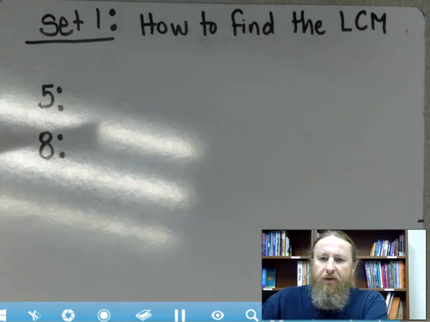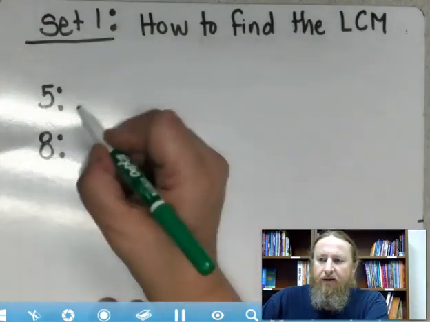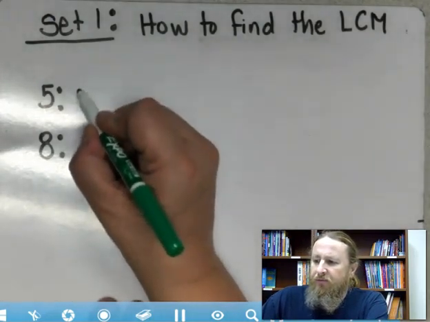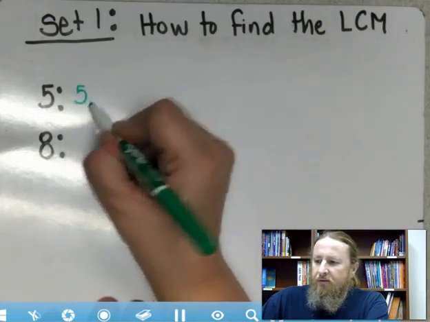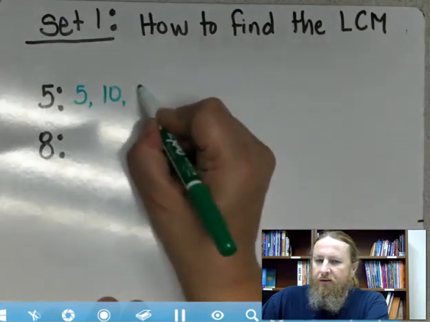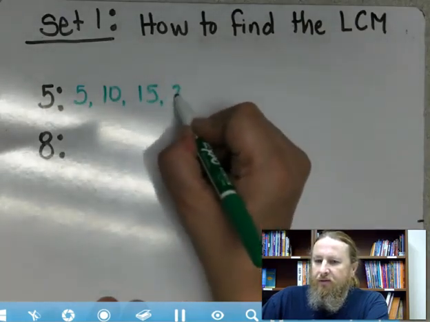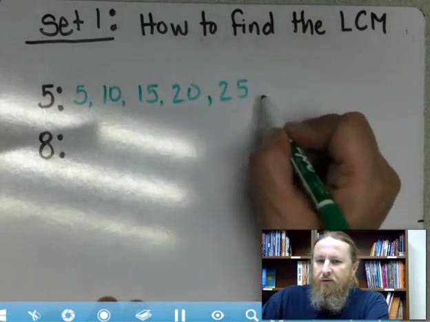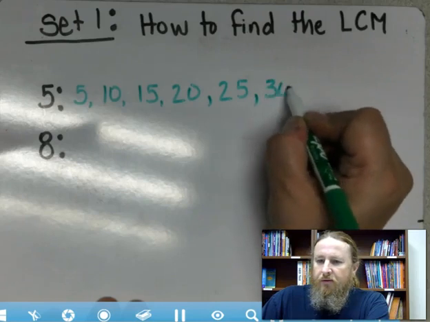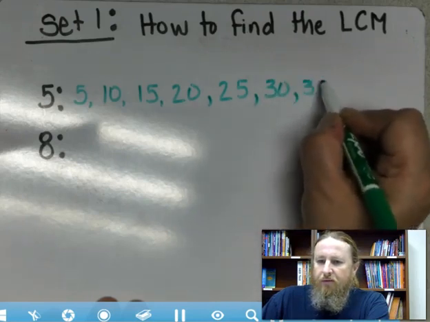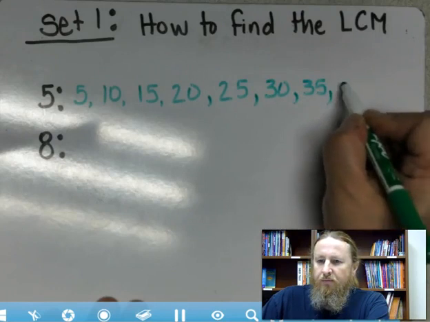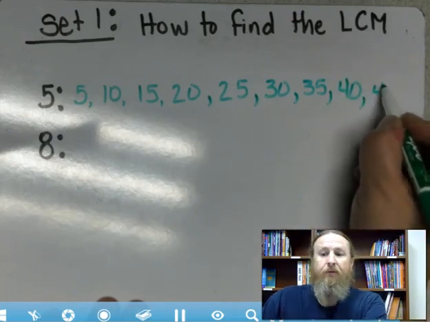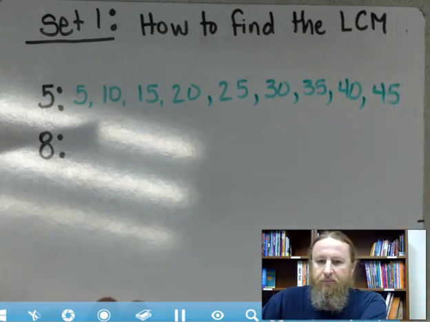All right, the first set we are going to examine are 5 and 8. So we're going to list out our multiples of 5. We're going to say 5, 10, 15, 20, 25, 30, 35, 40, and 45. And hope that we have gone far enough.